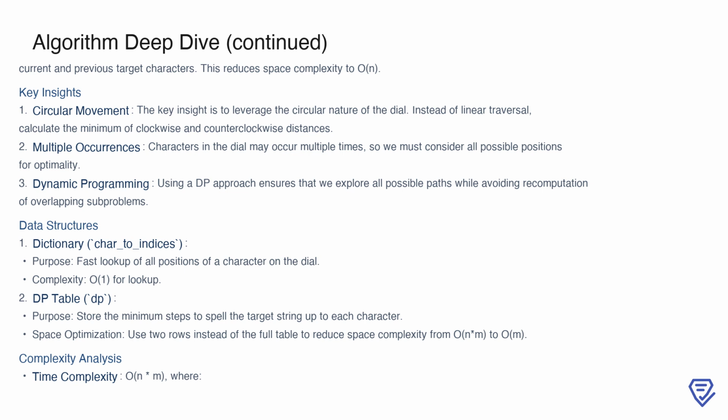The algorithm's key insights include leveraging the circular nature of the dial to compute the minimum distance efficiently, accounting for multiple occurrences of characters on the dial, and utilizing dynamic programming to systematically explore all possible paths while avoiding redundant computations. The two primary data structures used are the dictionary for fast character index lookups and the DP table for tracking minimal steps. This combination allows the algorithm to strike a balance between time and space efficiency.